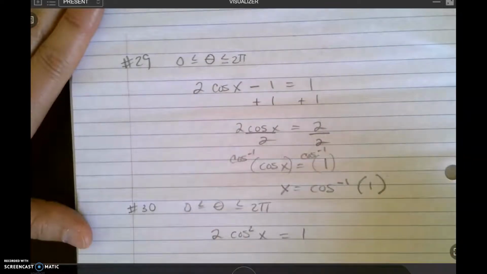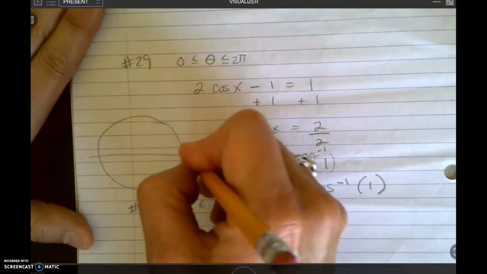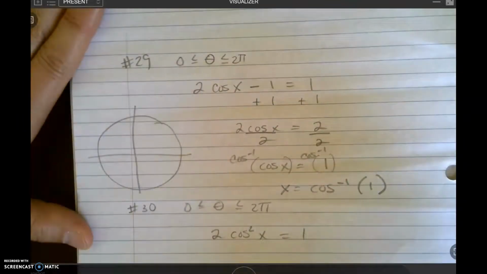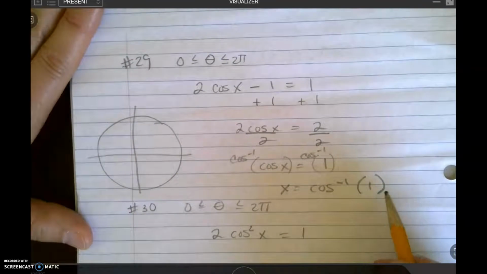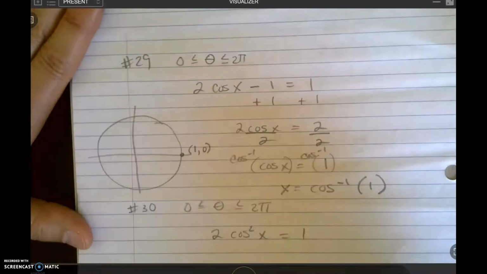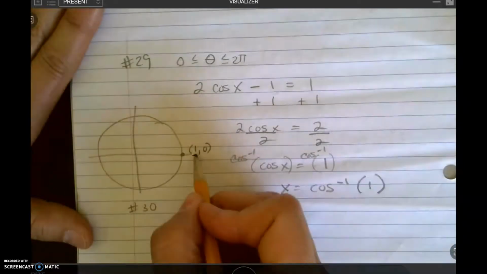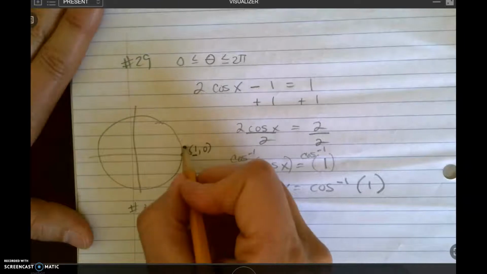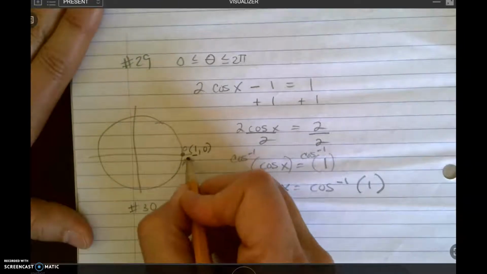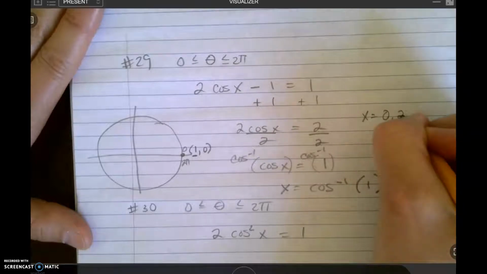So in other words, I'm looking for where on my unit circle is my cosine 1. Right here is the ordered pair 1, 0. That's where cosine is 1. And this has two names. It's called 0 and it's called 2 pi. So x equals 0 and x equals 2 pi.